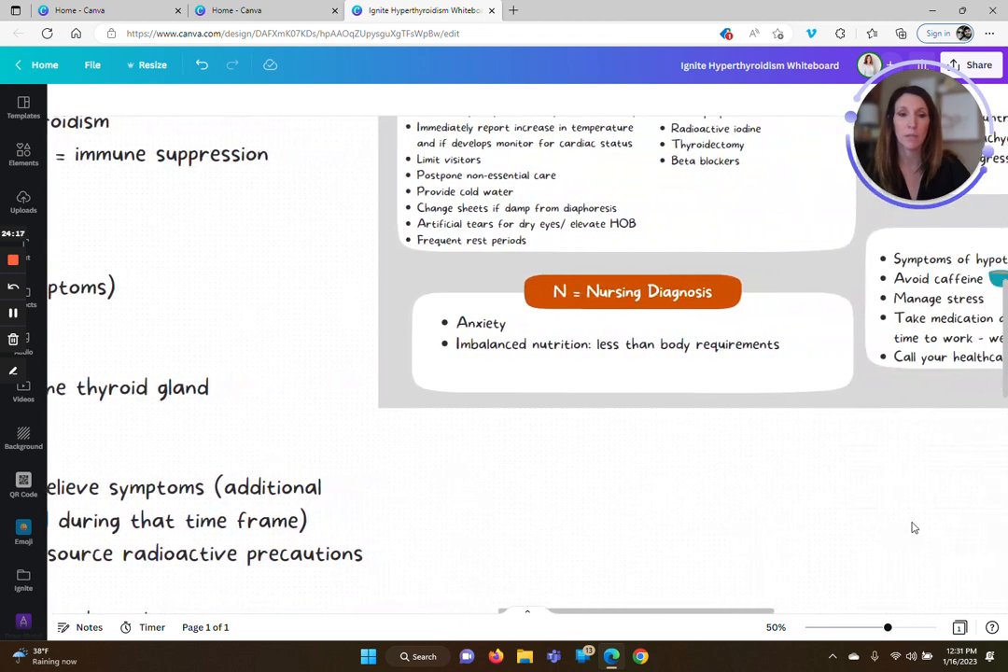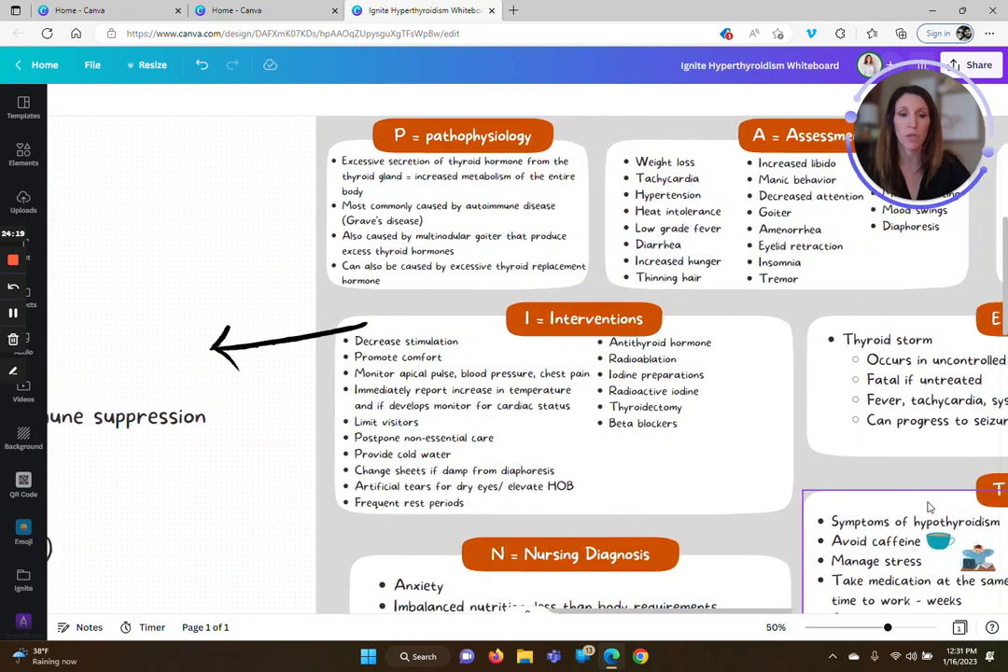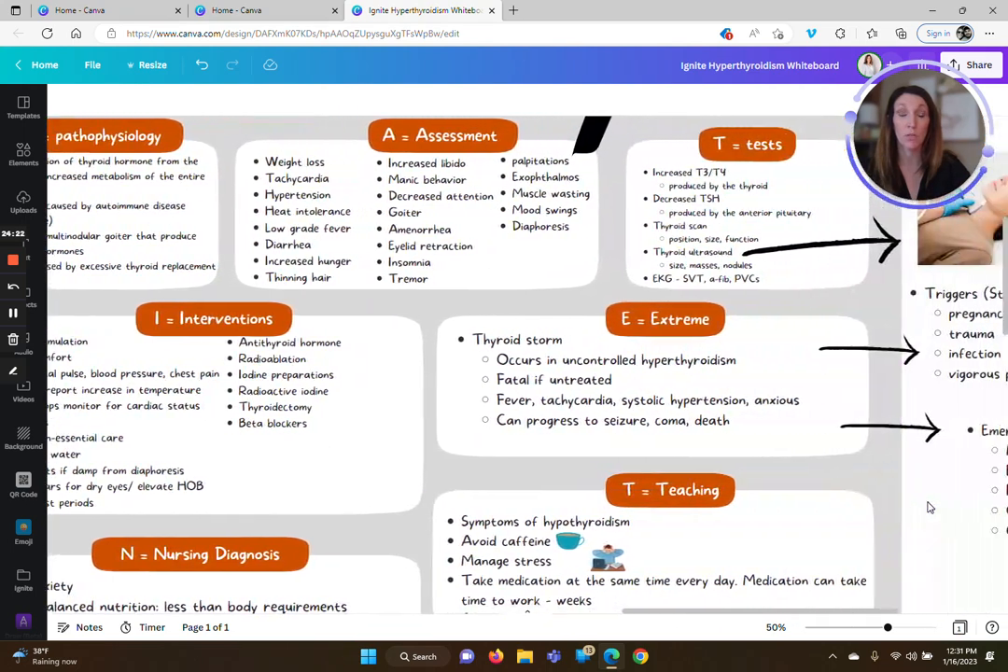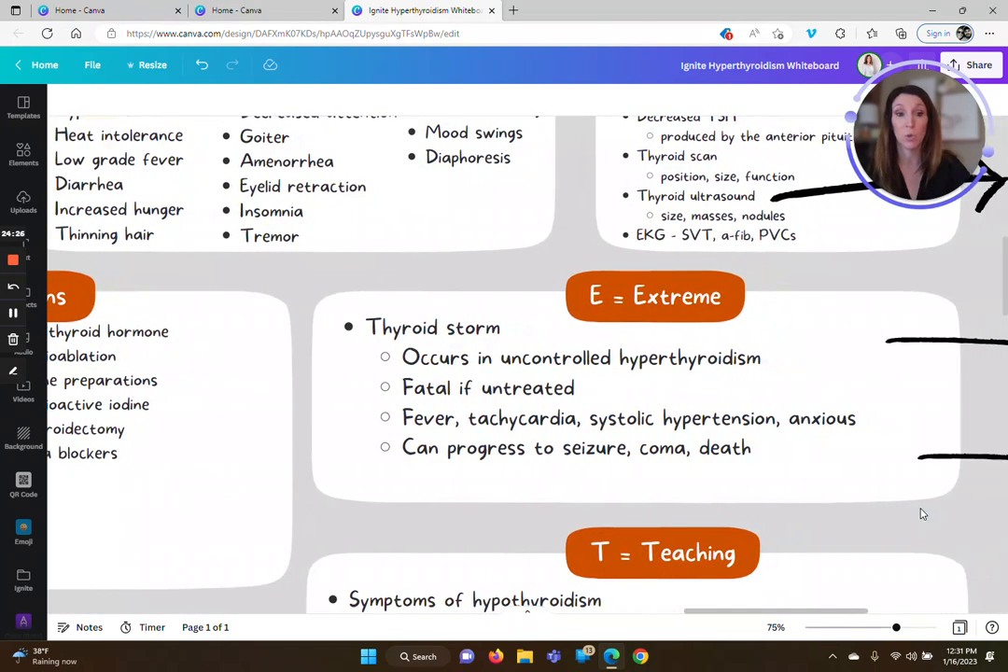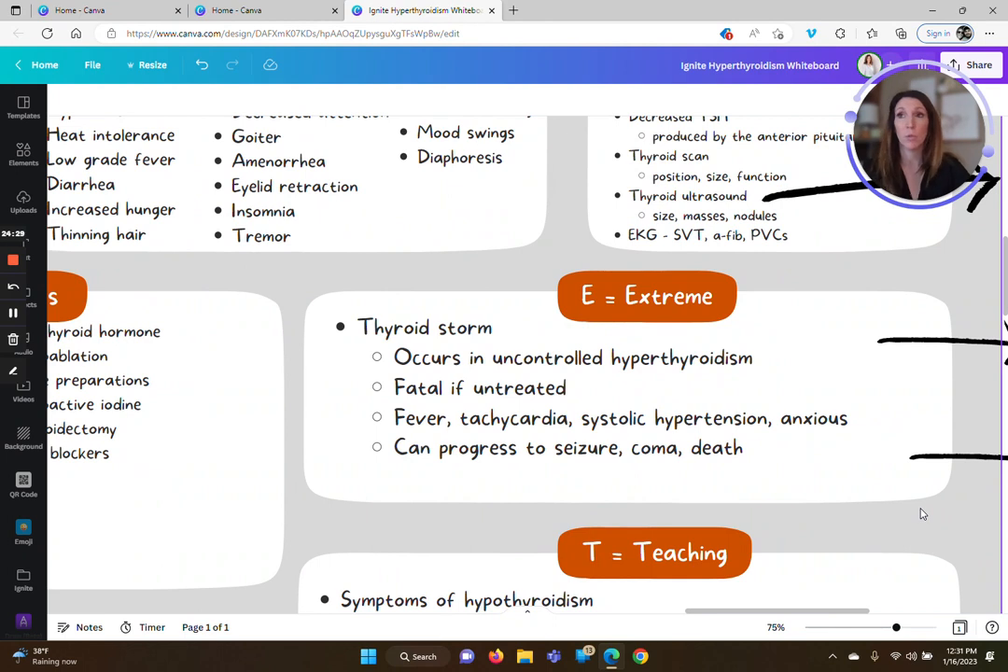Okay, so then we're going to move over here to the extreme. Worst case scenario for our patient with hyperthyroidism is thyroid storm. Okay, so this could be compared to hypothyroidism, which has myxedema coma. Hyperthyroidism has thyroid storm. It occurs in patients who have uncontrolled hyperthyroidism, and it can be fatal if it is not treated. Okay, it's a very serious complication.